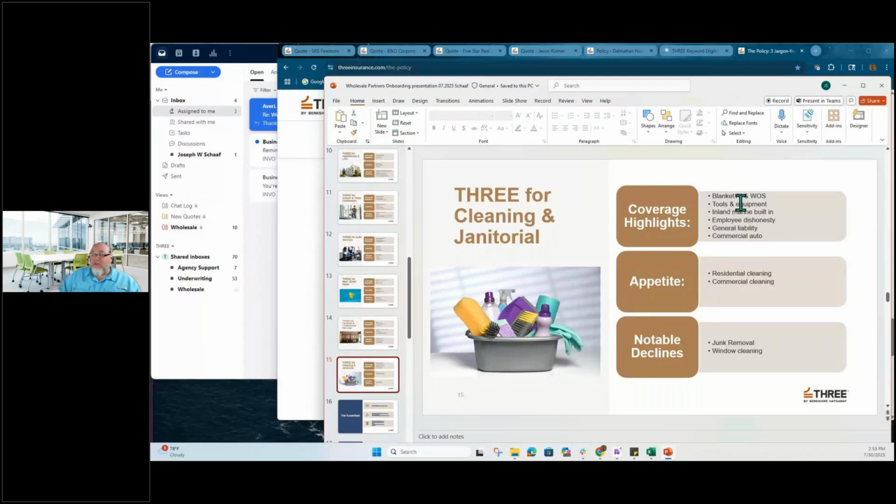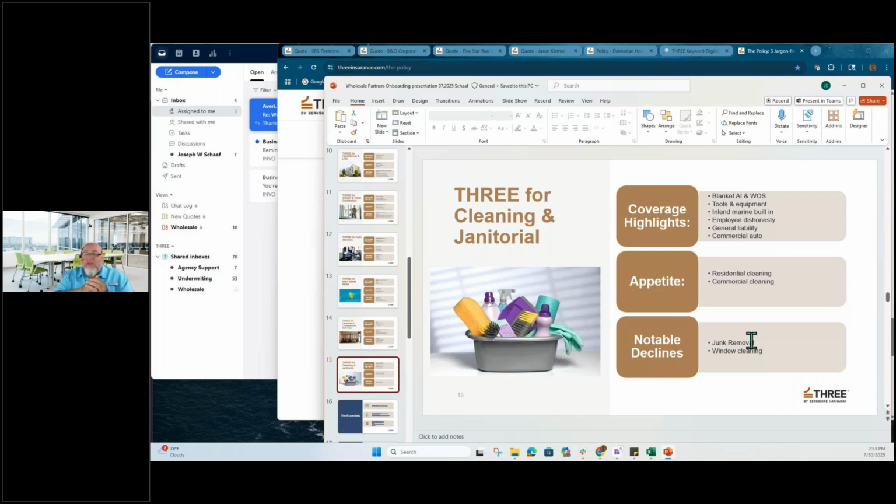Notable declines, advertised junk removal or window cleaning. Now, advertised junk removal is saying if they're advertising picking up your sofas and chairs or washers and dryers or refrigerators, that we cannot do. It's kind of like the incidental towing versus advertised towing. They advertise the junk removal, we cannot insure it. If they do it as part of their service, they're just removing it as part of their deal with whoever they're working for, that's okay.